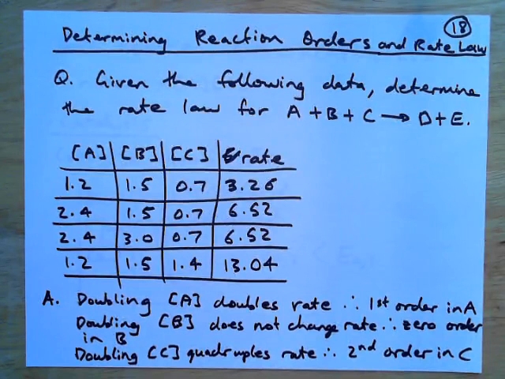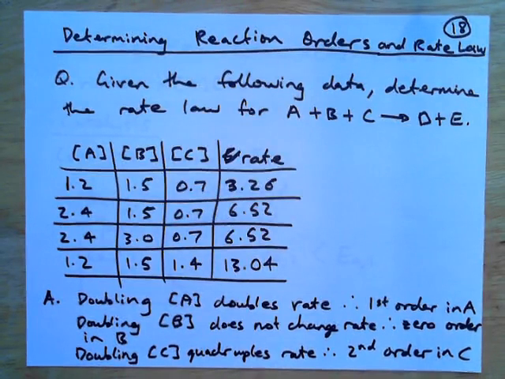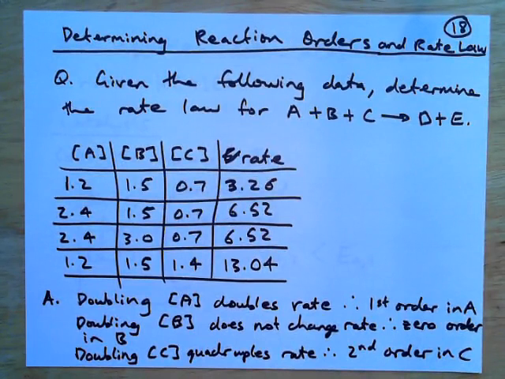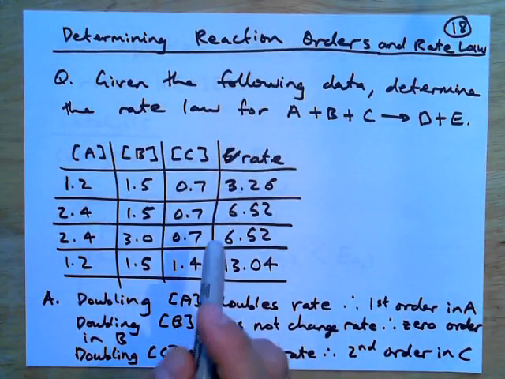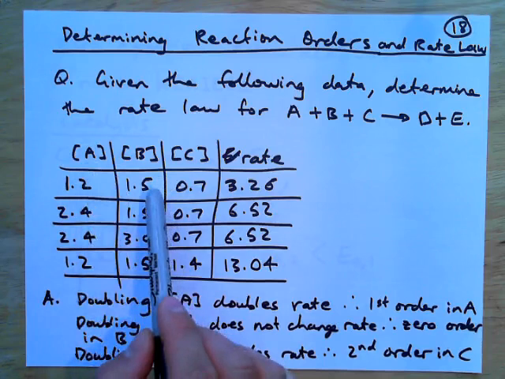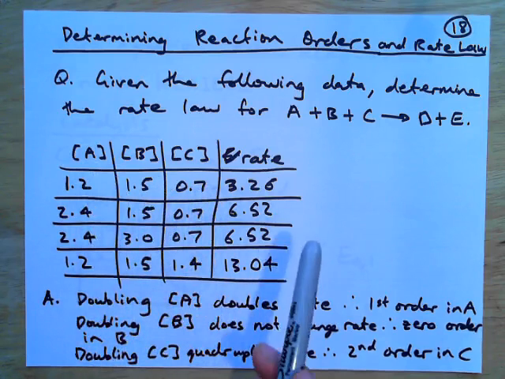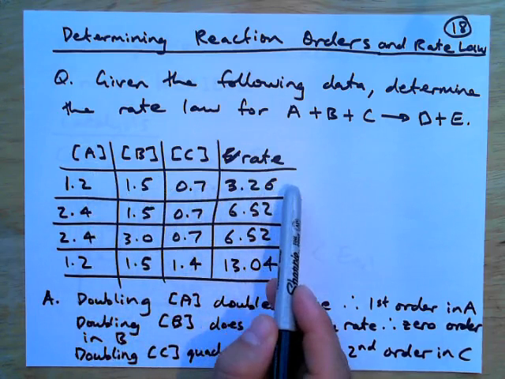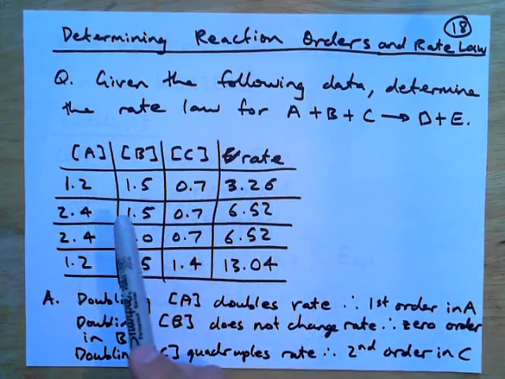So it means k2 is 3.6 times as big as k1. So determining reaction orders and rate law. This is a very common approach to establishing what a rate law is. So let's have a look at the following data and determine the rate law for A plus B plus C goes to D plus E. Here we might have some initial concentration of A of 1.2, B's 1.5, C's 0.7, and the rate was 3.26 mole per litre per second.